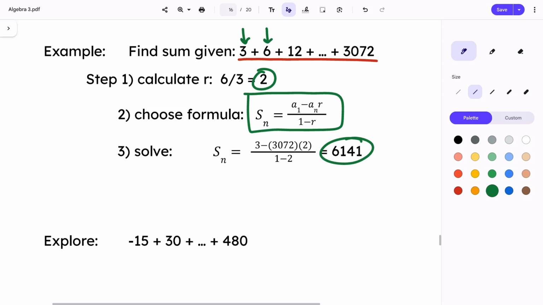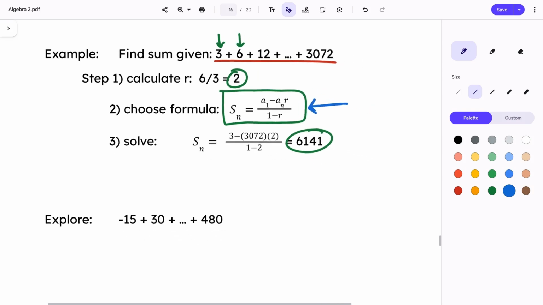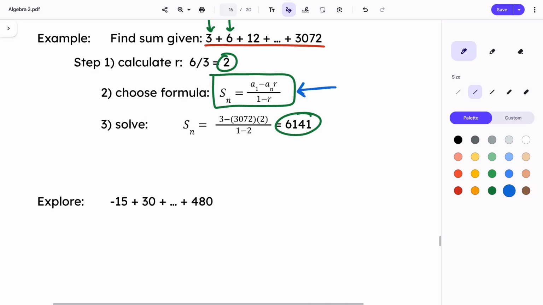So all those numbers from the sequence added together would get me to that. So let's do this for the second one here, using the same formula. What do I put in for A1?